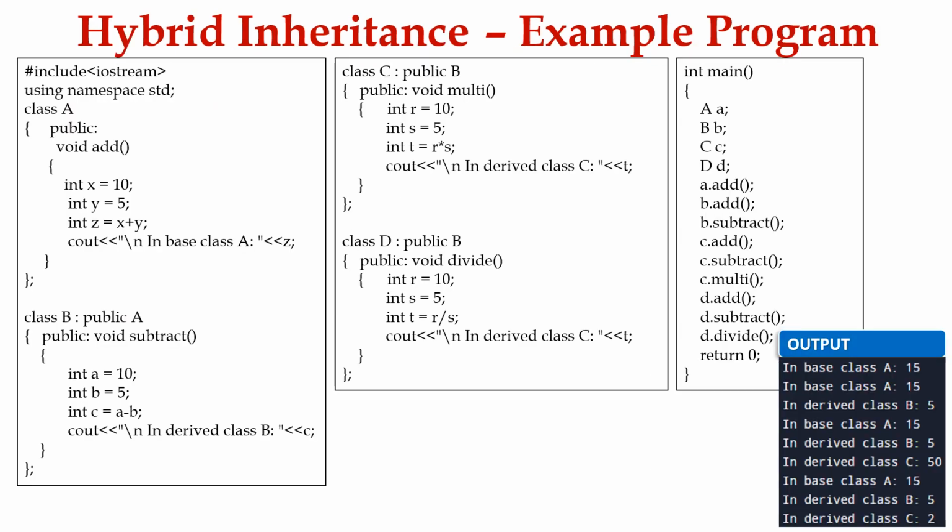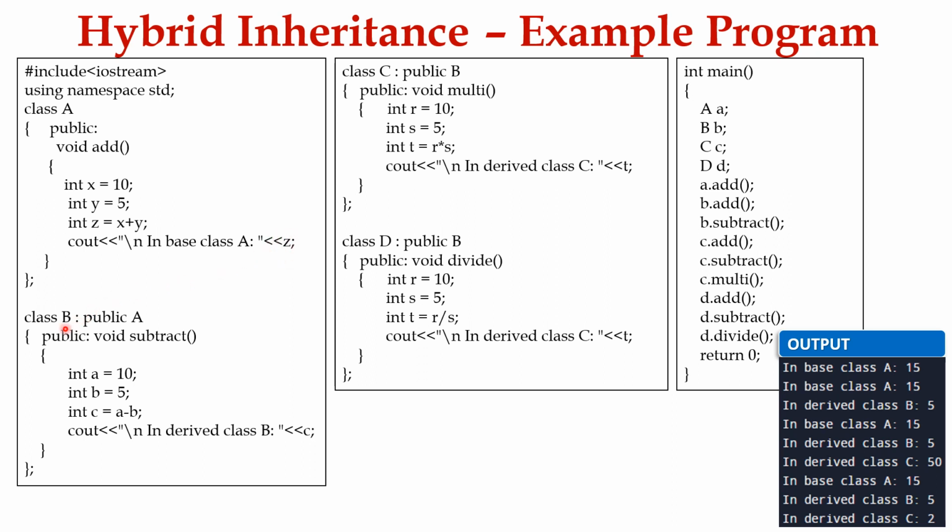Now let's have an example program for hybrid inheritance. Here in this example, we have defined the class definition for class A, and class A defines a member function add. In the add member function, we have declared the variable x of integer data type and assigned with value 10, the variable y of integer data type and assigned with value 5, and the variable z of integer data type and assigned with an expression x plus y. Using a cout statement, we have displayed the value of the variable z to the user.